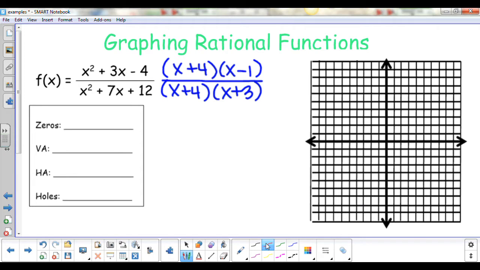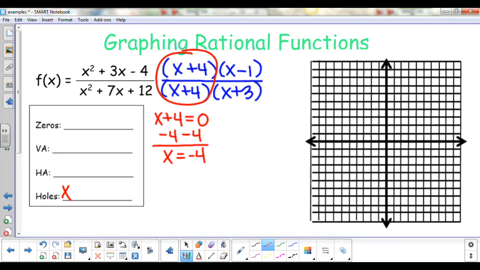So before I go ahead and find zeros, vertical asymptotes, or horizontal asymptotes, I'm going to see if I have any holes. So I have the factor of x plus 4 in common in the numerator and denominator, so I am going to have a hole. So I'm going to set x plus 4 equal to 0, and I'm going to solve. So I'm going to subtract 4 from both sides, and I'm going to end up having a hole at x equal to -4.